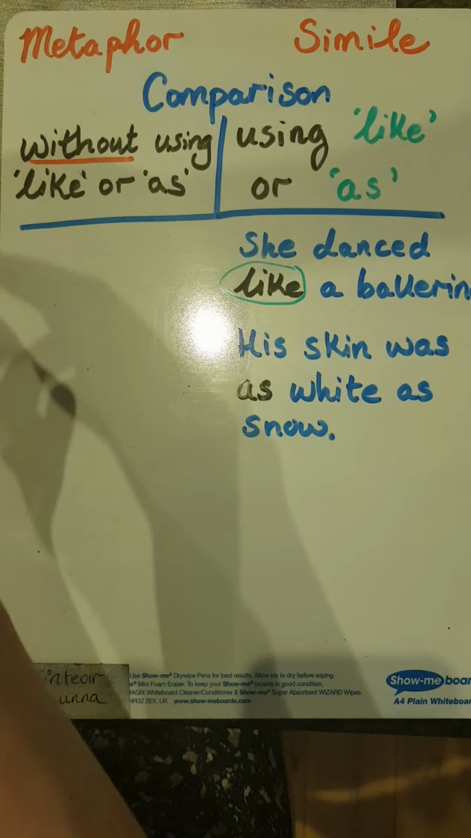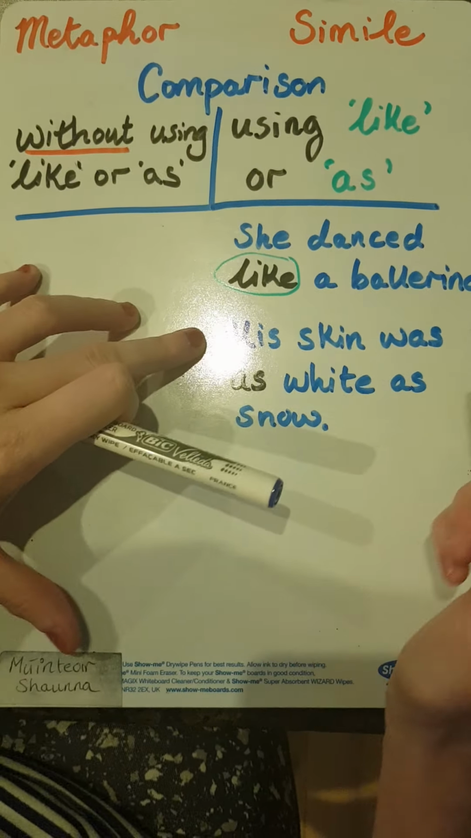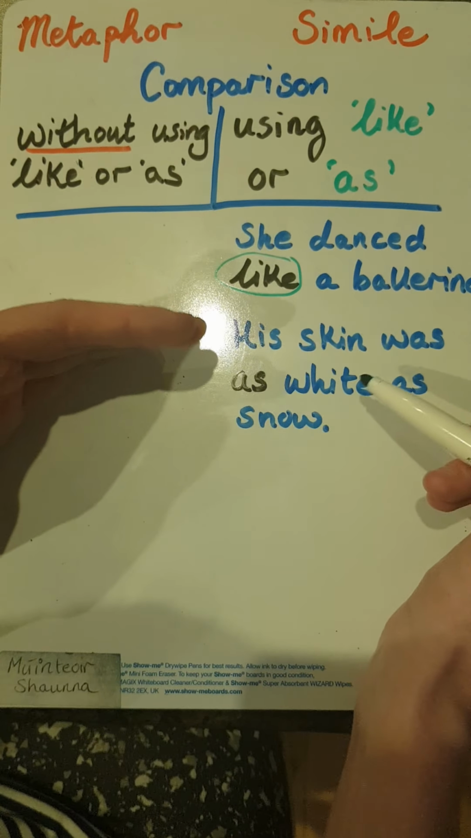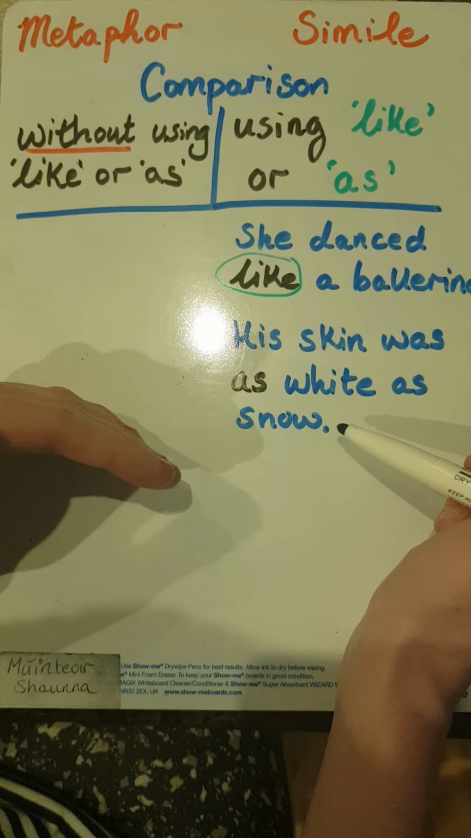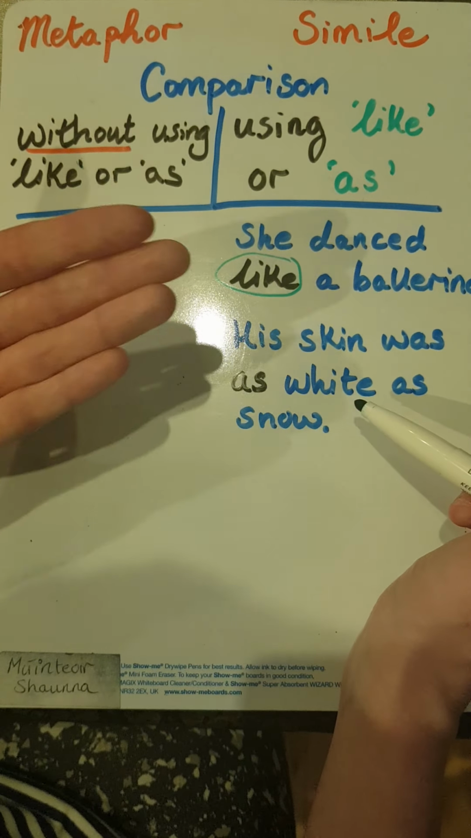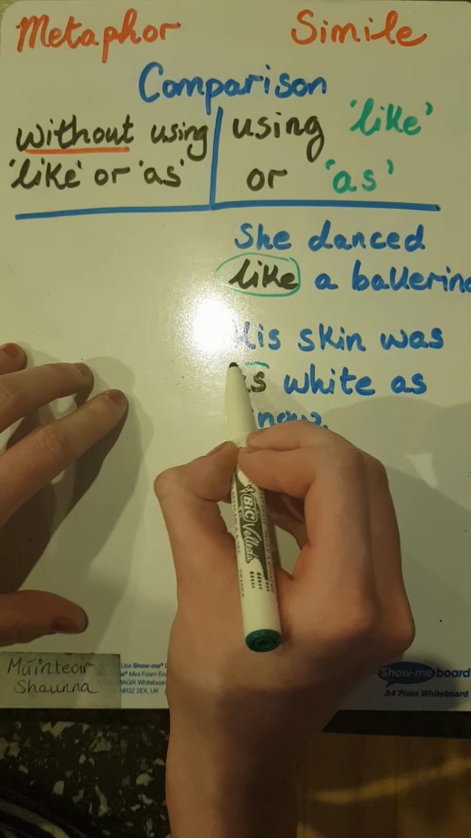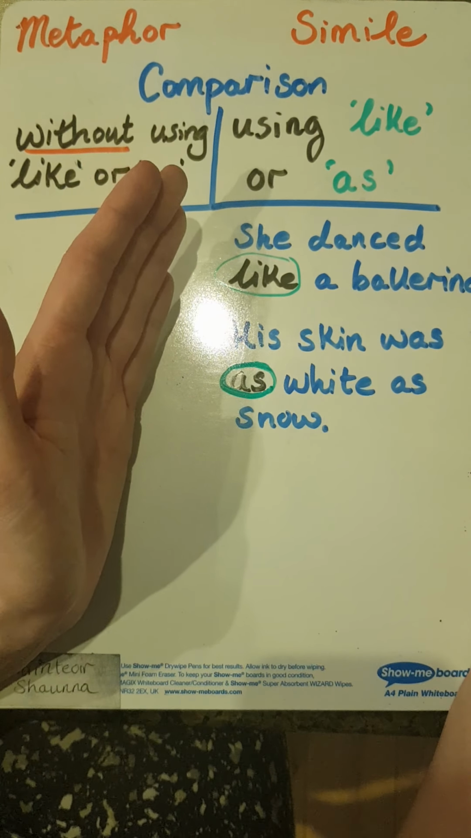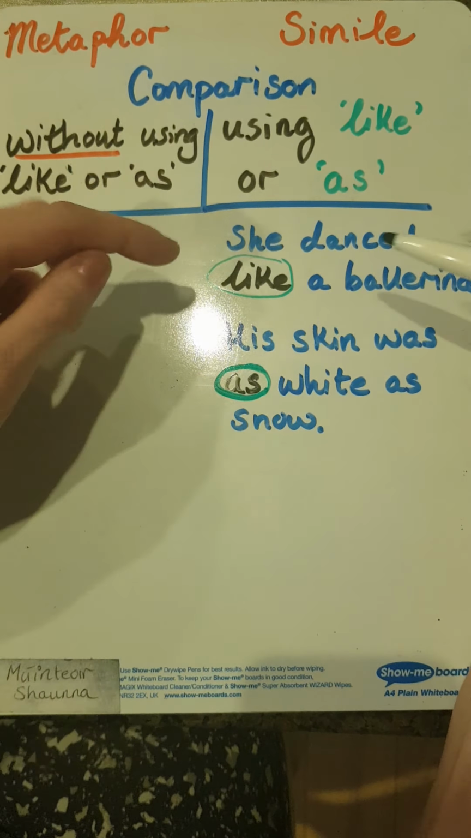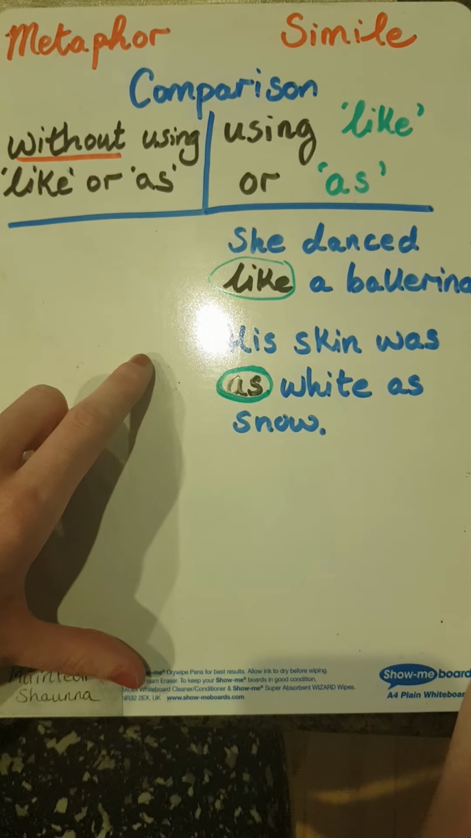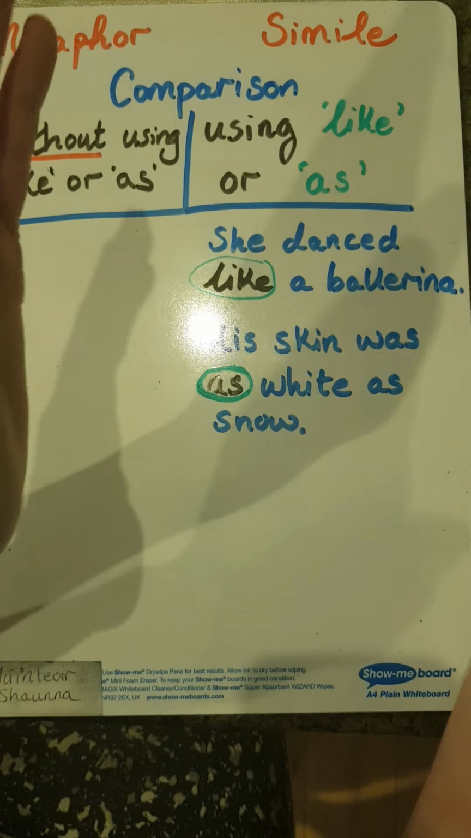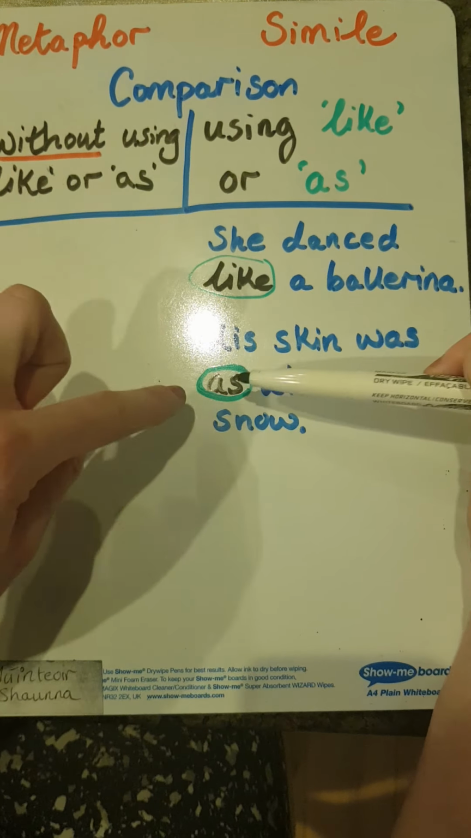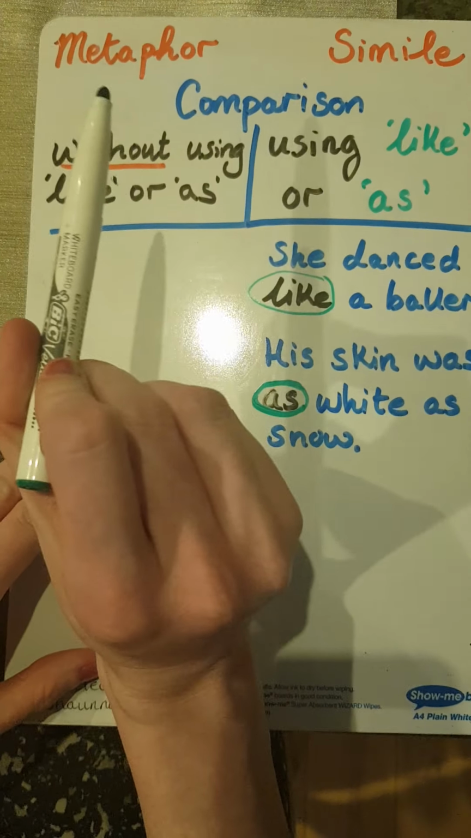Now, what kind of a sentence is that? His skin was as white as snow. That is a simile. How come? Because I have made a comparison between his skin and snow, and the way in which I compared them was by using the word as. So if in a sentence two things are being compared to one another, and if the word like or as is used in that sentence, it is a simile. Every other comparison where the word like or as is not used is a metaphor.